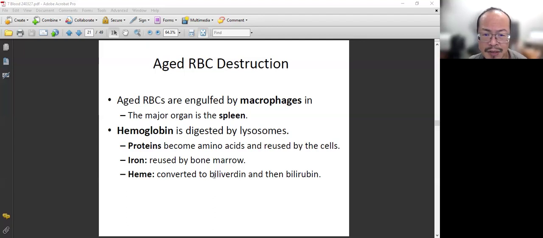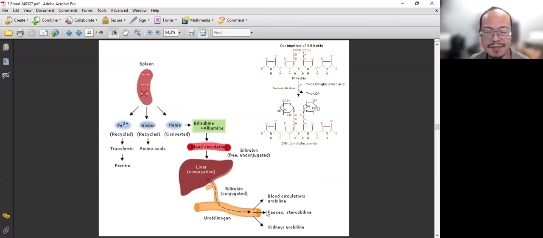Heme will be converted to biliverdin first, and then very quickly converted to bilirubin. Then we will just release them into our stool or our urine, and just poop it out or urinate it out.